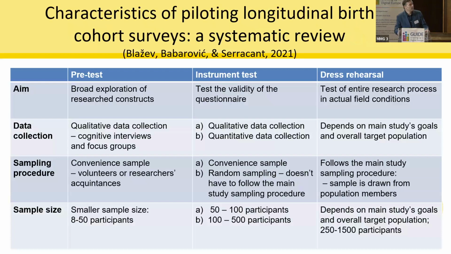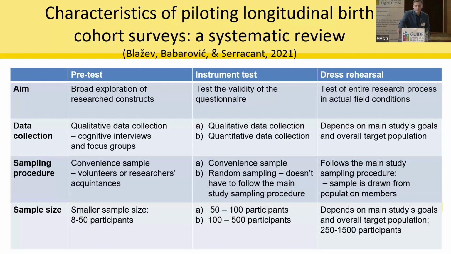And what we know is how piloting is usually done in different cohort studies. We identified three types of piloting, in fact. The first is pre-testing. It's what we have done. It's usually done on a smaller sample size, usually qualitative in nature, and usually done on convenience samples of, I don't know, 20 or 50 participants in total. Then we have what is called the instrument test. That's what we call the pilot here in this survey. It could be done both ways, qualitative and quantitative.